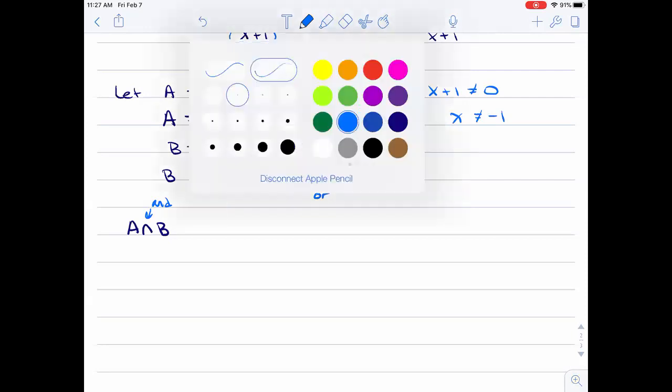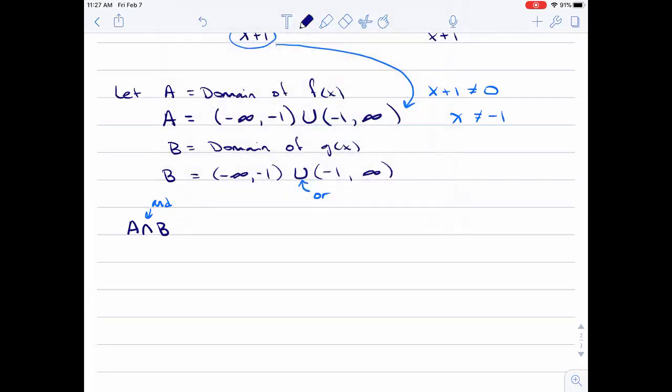So A and B, if these were different, it might be easier to just plot little number lines, right? And see where the overlap is. And then it'll be easier to visualize, okay, it's this section here that I've got this overlap. We can see that it's just going to be the same as what they both are, right? So A and B is from -infinity to -1, union -1 to +infinity.